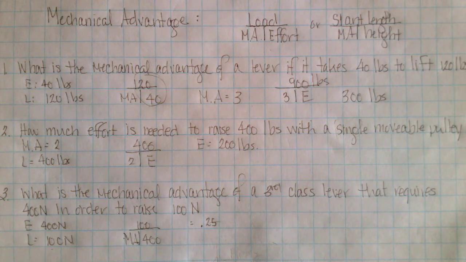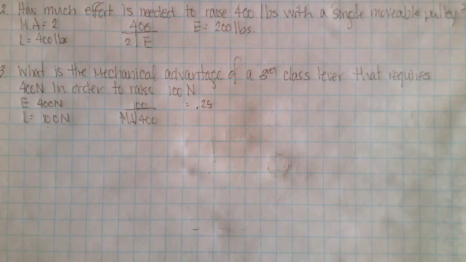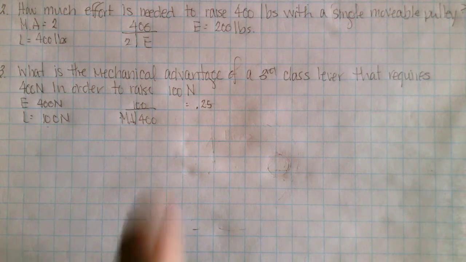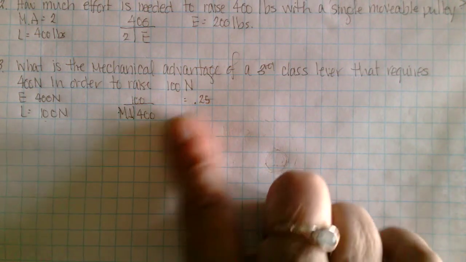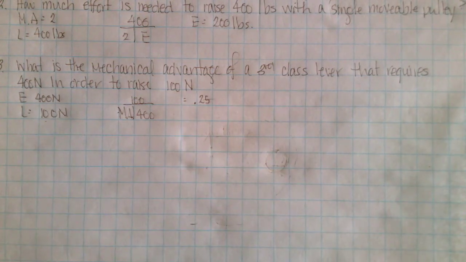All right, and then this last one, what is the mechanical advantage of a third-class lever that requires 400 newtons in order to raise 100 newtons? Now, in this case, that sounds really backwards. Now I'm putting in 400 newtons of effort just to raise 100 newtons of load. This is going to be then 100 over 400. So sometimes you actually do have a decimal for an answer for this. And in this case, it's going to be 0.25.